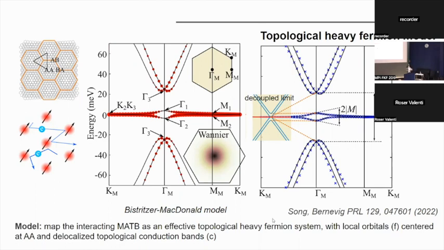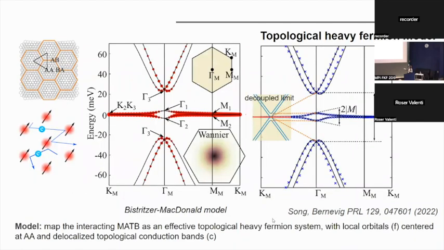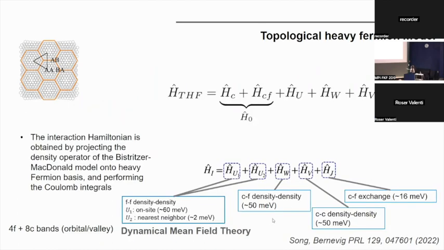What is this lattice model doing? Let me describe it. When you look at it, it looks like a heavy fermion type of model. Now we go into the language of heavy fermions: the flat bands we are going to call the F bands, and these other bands are going to be our C bands. So we have a Hamiltonian that contains the kinetic energy of the C bands, the hybridization between C and F, and the Coulomb interaction between the F electrons.